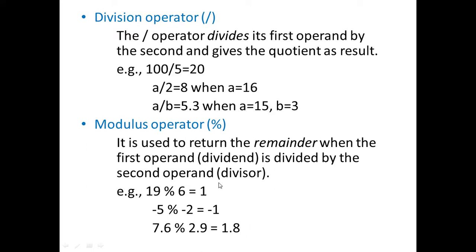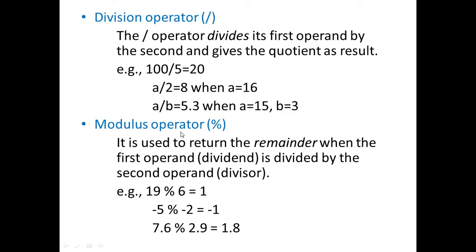Okay, thank you class. So we're talking about the division operator. If A by B, A is 15, B is 3, so the answer will be 5. By mistake I have written this 5.3.